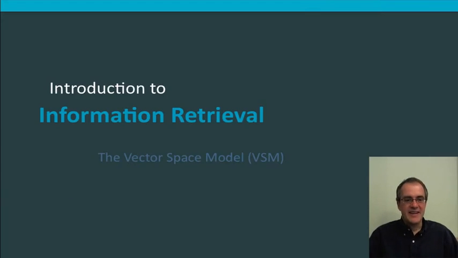Okay, I hope that example helped to make it more specific, and that you now have a good idea of what the vector space model in information retrieval is. It's the idea that we can rank documents for retrieval based on their similarity of angles in a high-dimensional vector space.